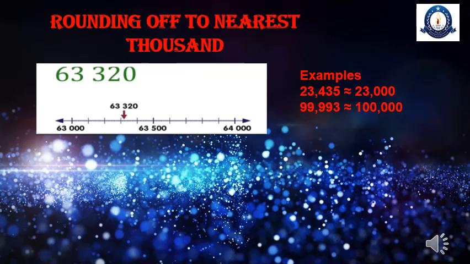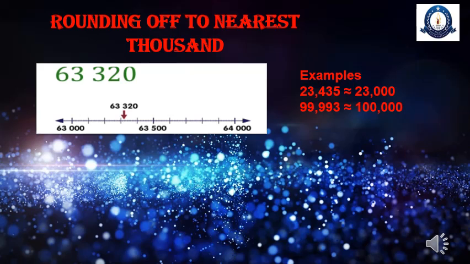23,435. 3 is on the place of 1000. Next number is 4. 4 belongs to the same family, so 3 will remain the same, and in place of the last 3 digits 4, 3, 5, zeros will come. So when you round off 23,435, what will be the answer? 23,000.